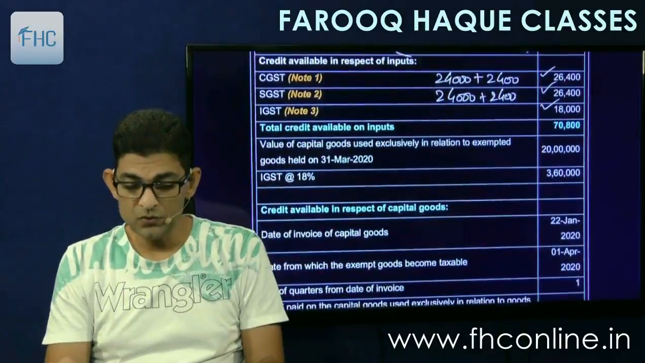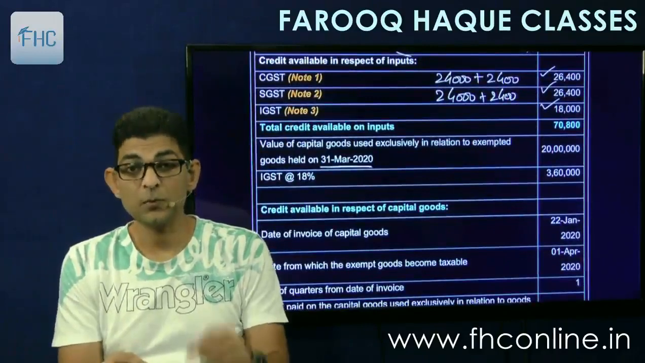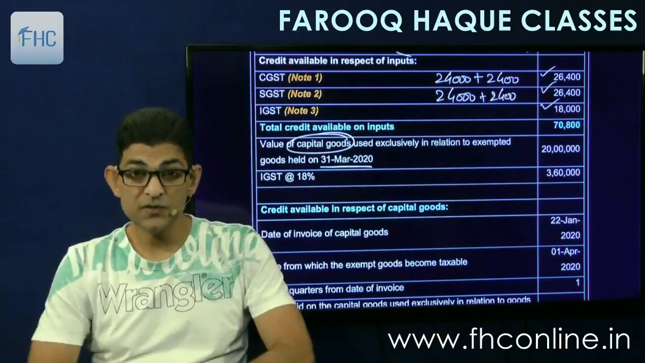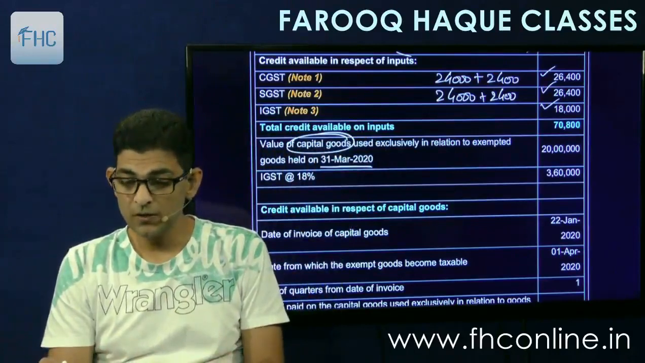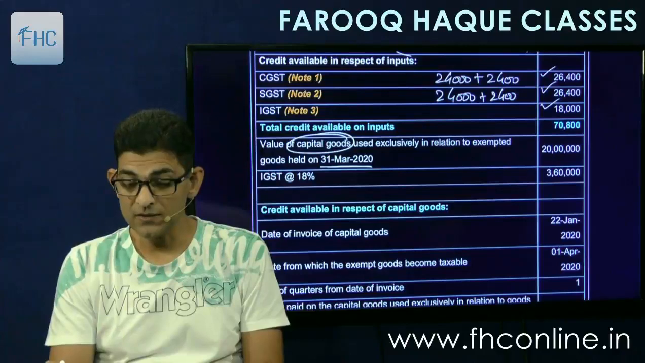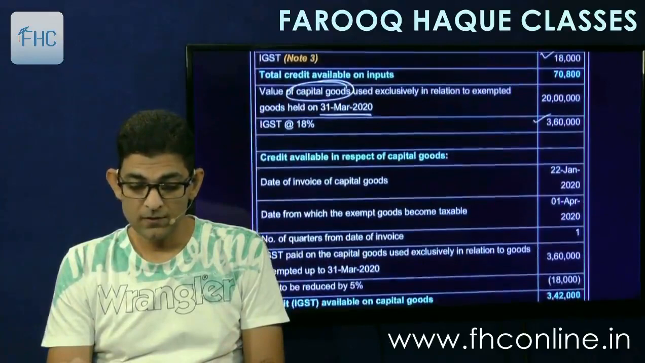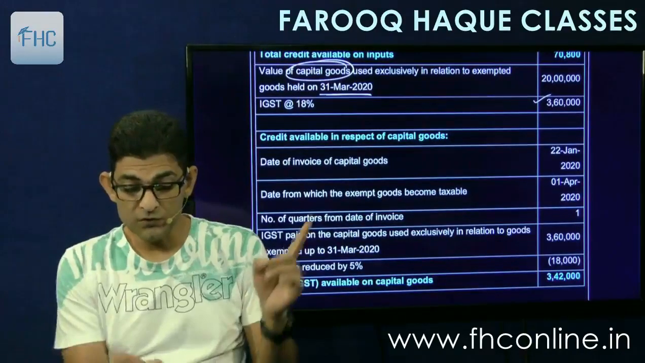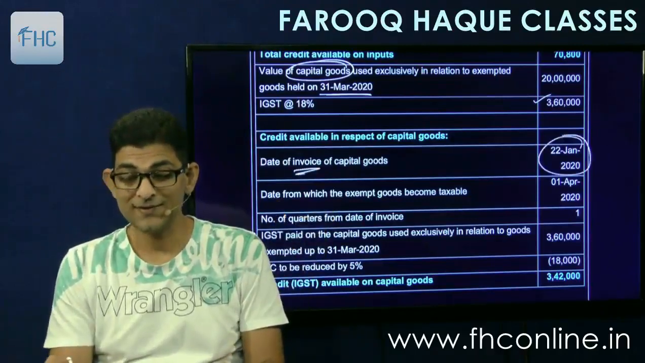Now value of capital goods used exclusively in relation to exempted goods held on 31st March 19. Let's talk about capital goods now. So you have capital goods also, which was exclusively used for exempt manufacture earlier on. 20 lakh was the cost and IGST was at the rate of 18%, that is 3,60,000. Very good. Credit available in respect of capital goods will be date of invoice. Now this is important. Date of invoice of the capital goods was 22nd January 20.